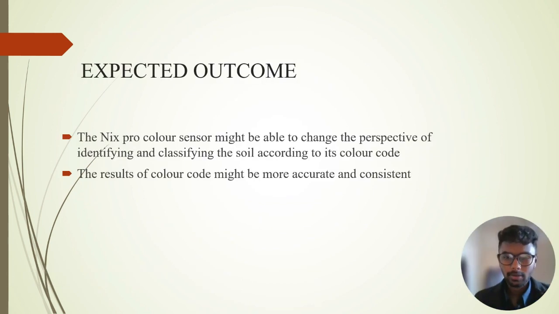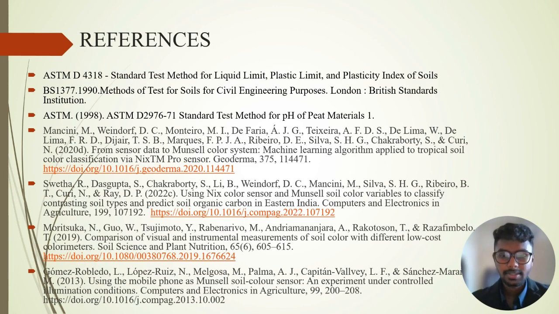Now let's look at the expected outcome that we want for this project. The NIX Pro color sensor might be able to change the perspective of identifying and classifying the soil according to its color code. So we might change the method from conventional, which was using the Munsell color chart book, to using the NIX Pro color sensor as a standardized method. Then after that, the results of the color code might be more accurate and consistent compared to the Munsell color chart. Finally, these are the references that I use for this project and also for this presentation slide.